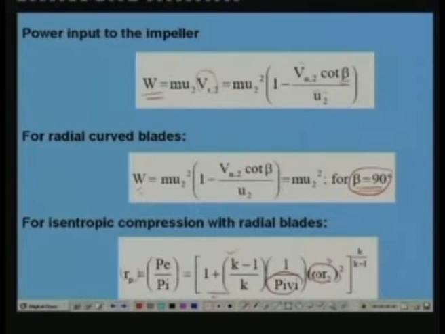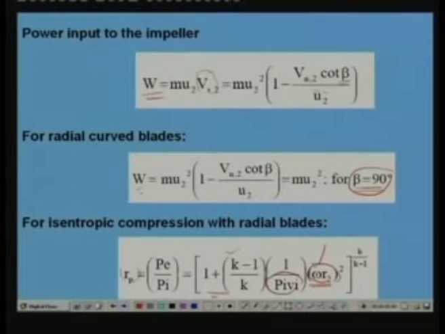In the last class I explained that when you fix the inlet condition, that means Pi and Vi are fixed, and if you also assume that K is constant, you can see that the pressure ratio is purely a function of the tip speed of the impeller. That means tip speed in turn depends upon the rotational speed omega and the outer radius R2.